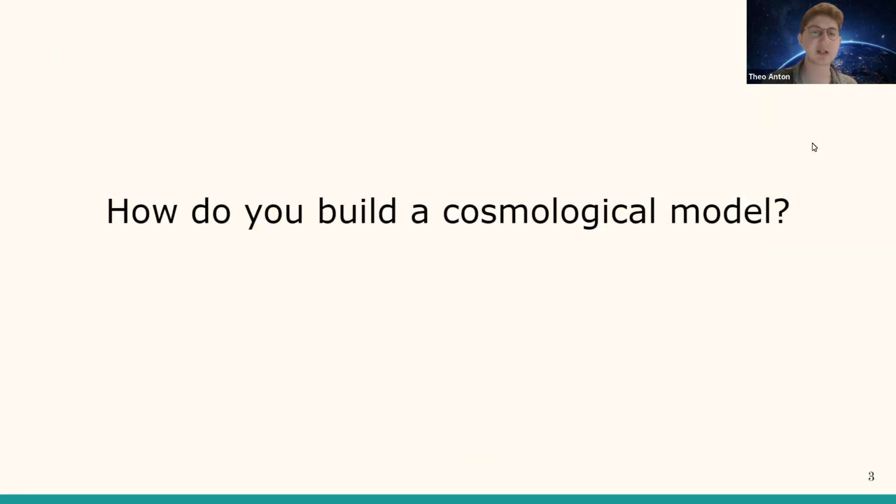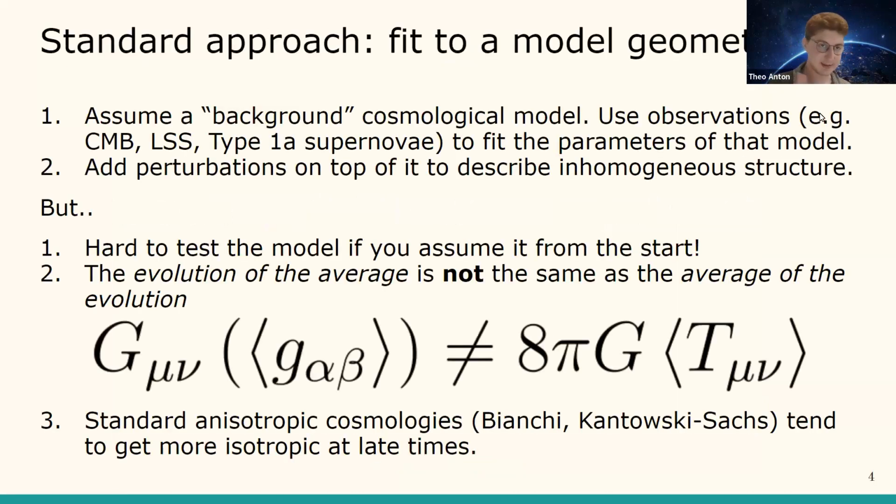So this kind of moves us on to the question of, well, how actually do you build a cosmological model? And specifically, how do we build one that might be more general than just our standard FRW picture? So the standard way of doing this that I'm sure you're all familiar with is that we assume some kind of cosmological model as our so-called background. So typically that would be FLRW, but it could be something anisotropic, such as a Bianchi type universe.